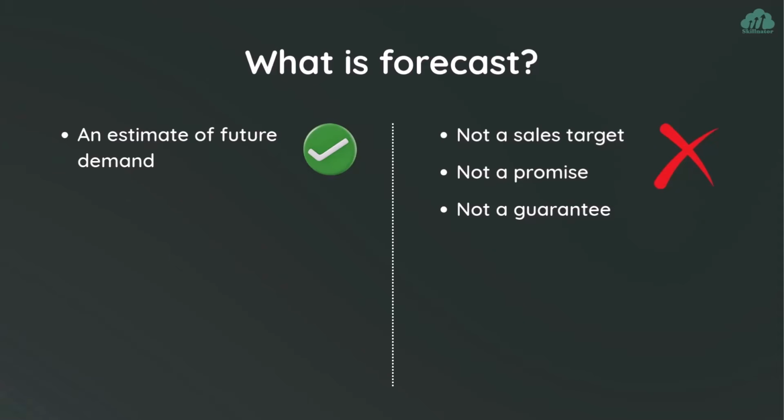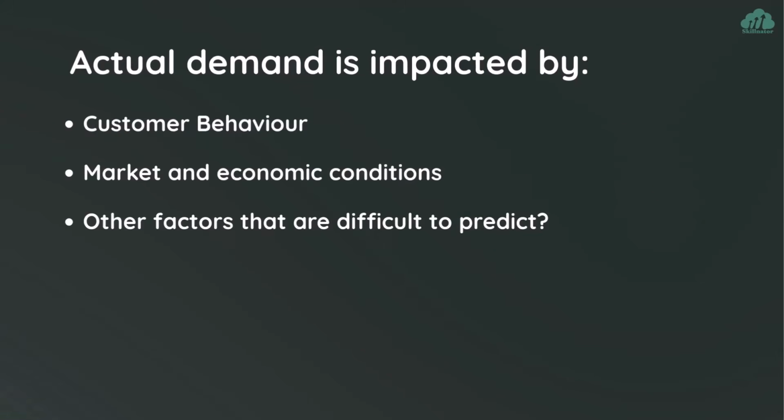In real organizations, many problems arise because forecasts are treated as promises rather than estimates. The reality is simple. All forecasts are wrong because actual numbers will never be exactly the same as the forecast. Sometimes they are way off or sometimes they are slightly off, but they are never exactly the same as was in the forecast. And that's not a failure. That's just the nature of forecasting. Actual demand is influenced by customer behavior, market conditions, competition, promotions, and many other factors that cannot be predicted perfectly.